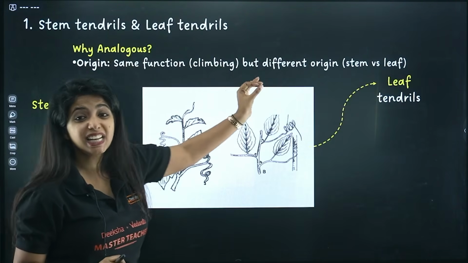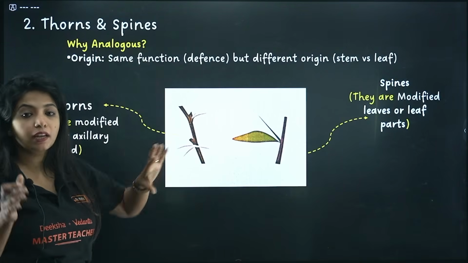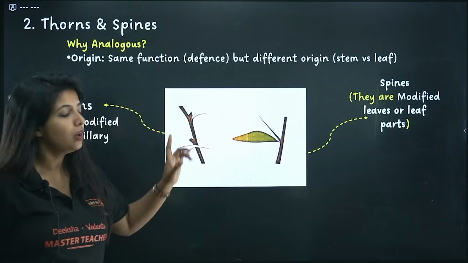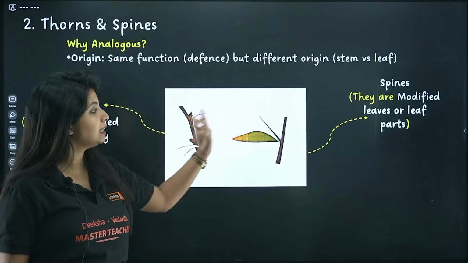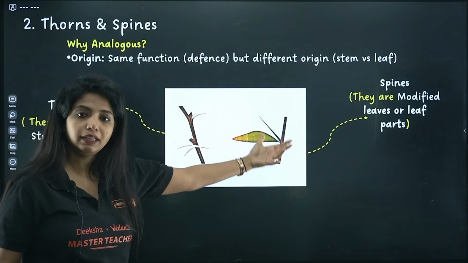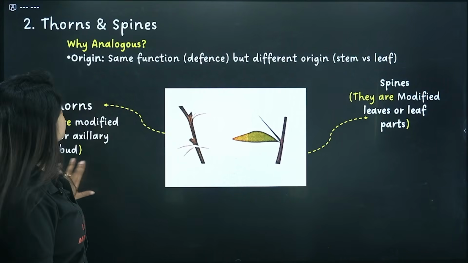Next thing is thorns and spines. Here you do not have any plant's name, so you do not have to remember any plant's name. Over here, thorn is basically a modified stem, and spine is a modified leaf. So you need to remember that. Origin is not the same, function is same, that is protection.